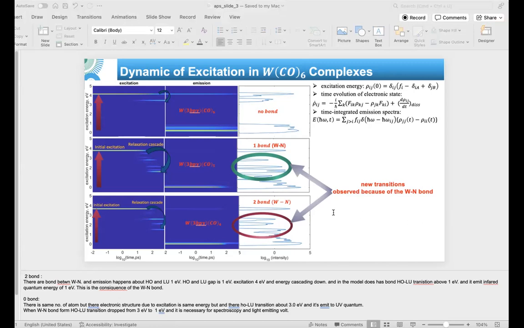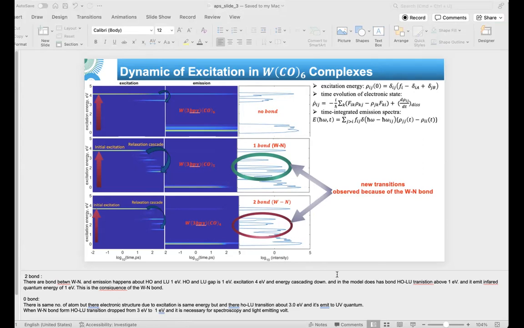If we focus on the right side again, we can see the emission process for that one tungsten 3 bipyridine complex without a bond, and we observe some electronic transition. That one I explained already here.